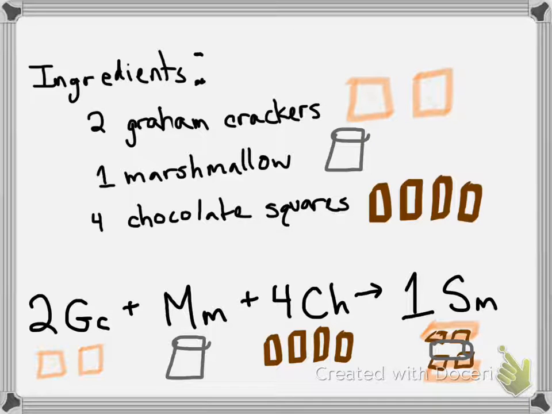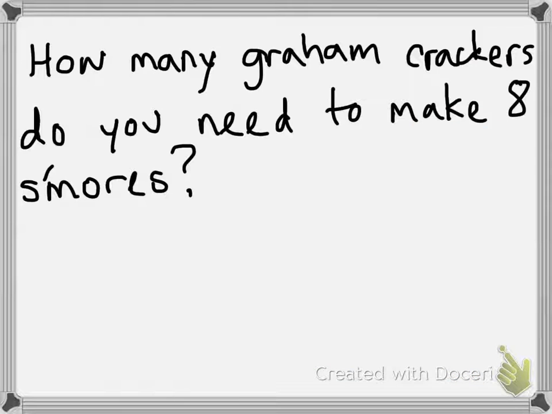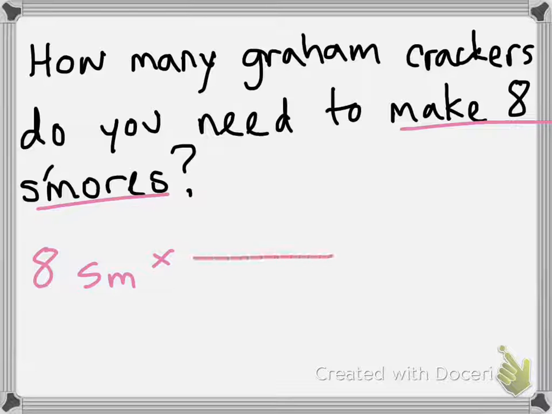Well, we need 2 graham crackers to make 1 s'more. So if we want 8 s'mores, we would need 16 graham crackers. Now the way we can do this is we are given 8 s'mores. That's our goal, 8 s'mores. And we are converting it into graham crackers. So we're going from s'mores, and this is like over 1, so we want our s'mores unit to cancel out, from s'mores to graham crackers.